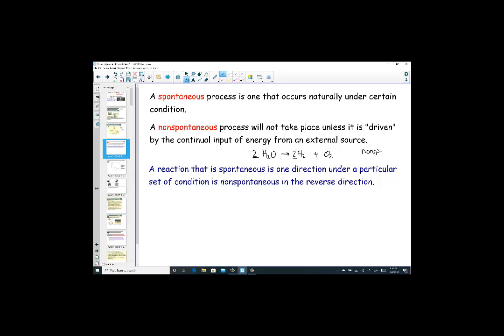No matter how long you stare at a cup of water, it will never just start on its own decomposing, and you won't see hydrogen bubbles and oxygen bubbles coming out. However, if you zap it with electricity, you electrolyze the water, you can force the decomposition of water. The external source of energy must be an input to force the reaction to occur, because it will not occur on its own. So keep in mind, the reaction that is spontaneous in one direction under this particular set of conditions is indeed non-spontaneous in the reverse direction.